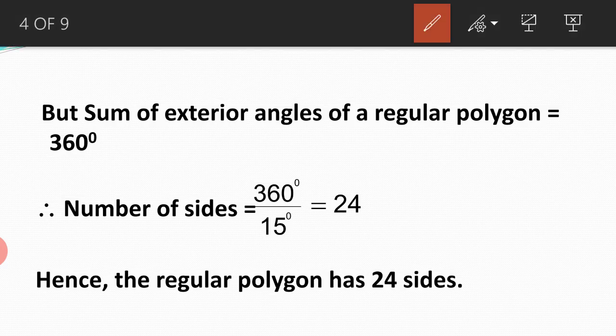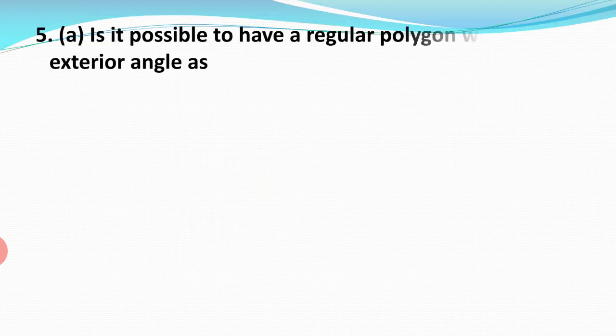Once again, let me remind you, this formula is only applicable for regular polygon, as in regular polygon exterior angles have equal measure. Is it clear? So let us go for few more problems of similar kind. Is it possible to have a regular polygon with each exterior angle as 22 degree?